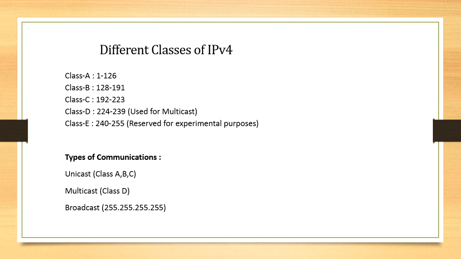We discussed different classes of IPv4. As we know, we have 5 different classes: A, B, C for unicast communication, D is for multicast communication, and E is reserved for experimental purposes. By seeing the first decimal of an IP address, you can identify which class it belongs to. If it is starting with any number from 1 to 126, that means it is class A. 128 to 191 means class B, and 192 to 223 means class C. And 127 is reserved for loopback. I told you regarding the loopback address in the previous video.